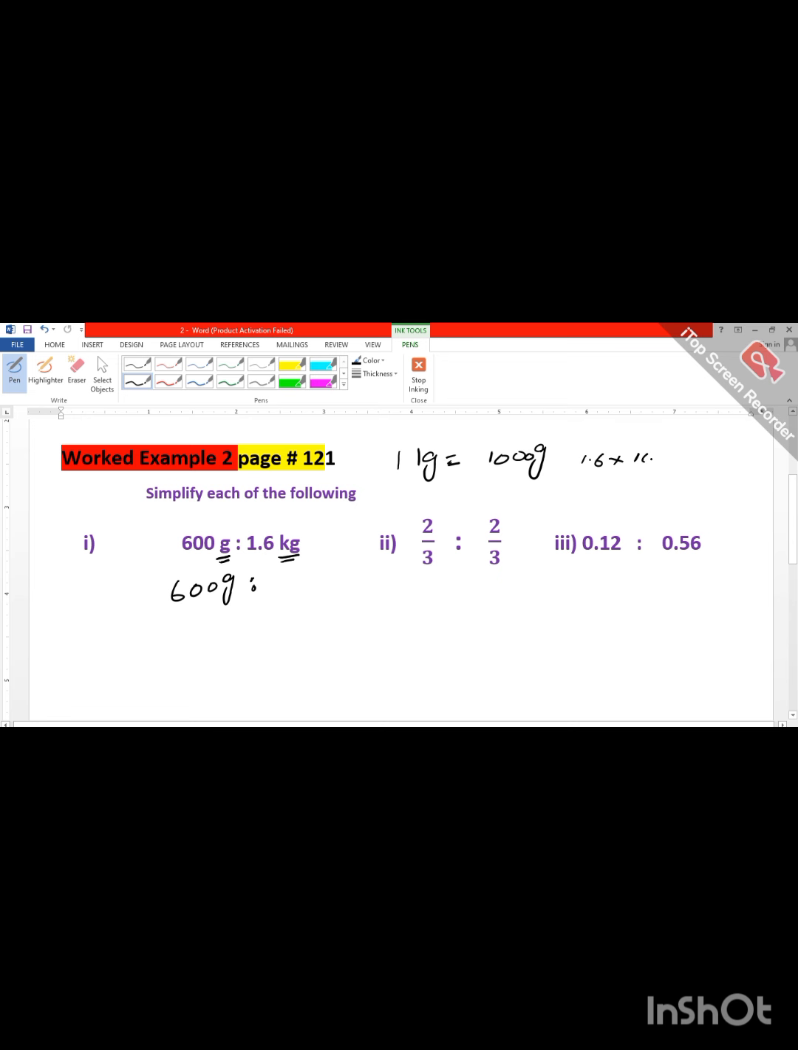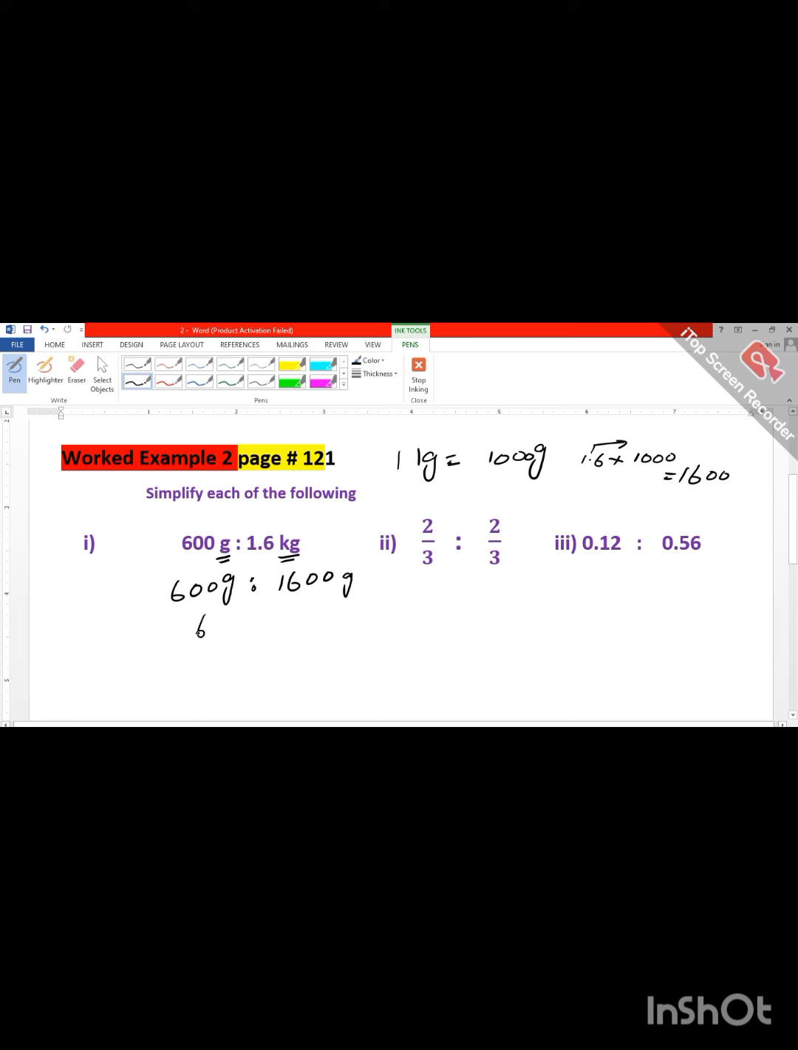1.6 multiplied by 1000. Very easy multiplication. We will move the point this way 3 digits. So your answer is 1600. That is your answer, 1600. That is your grams. Now the units are the same, so you can simplify both values.